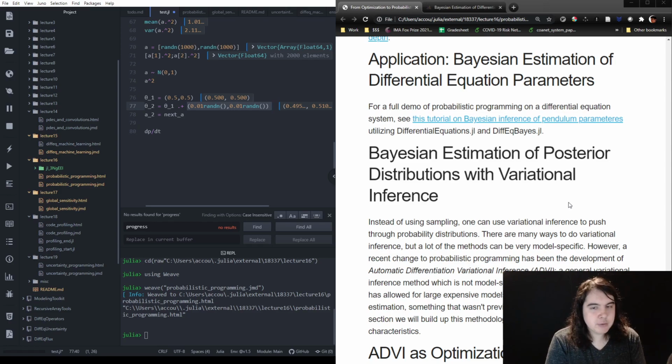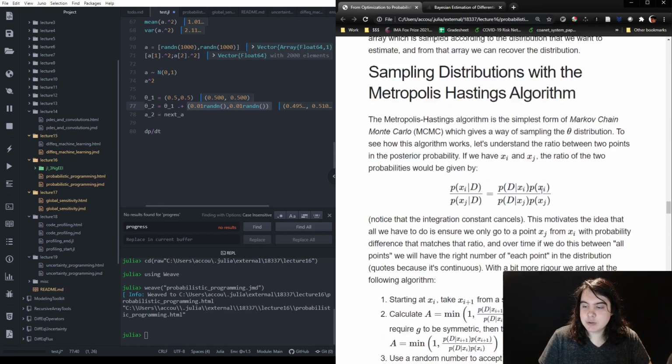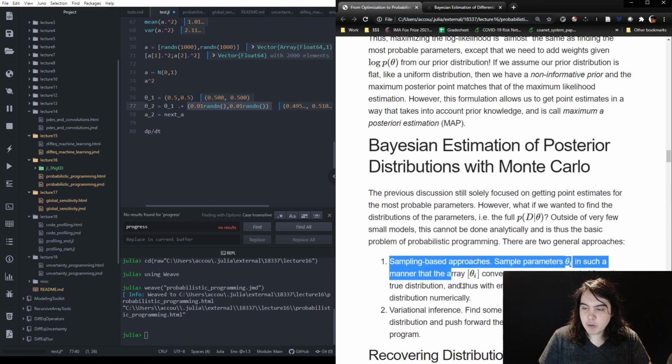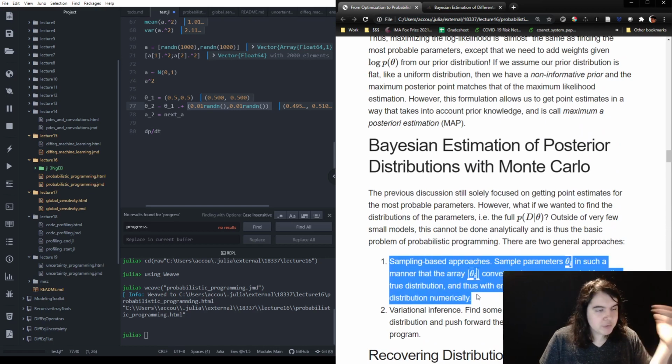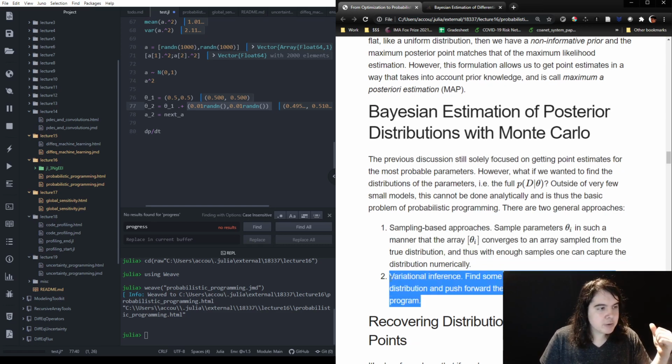What I want to move on to is something I mentioned very, very much earlier in this lecture: that there are two ways to estimate probability distributions. One is a sampling-based approach, which is Markov chain Monte Carlo and Hamiltonian Monte Carlo. These methods are all Monte Carlo approaches, so they're doing sampling. There's a whole other area called variational inference, and I want to make sure I mention this.